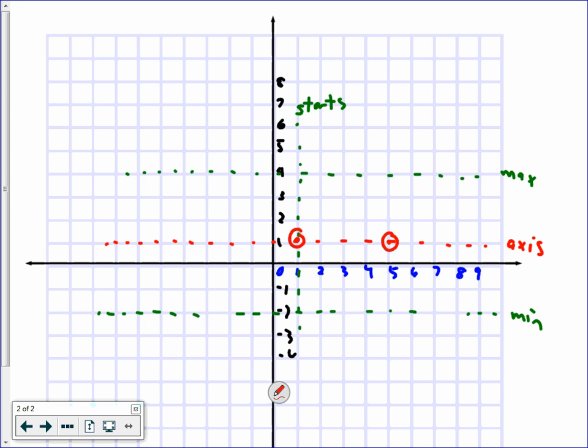There's something called quarter points or action points. That means when the graphs get interesting and things happen for them. So for this, every 1, something needs to happen. When I go over to the 1, where's the next point going to be? Is it going to be a 4 or is it going to be a negative 2? 4.